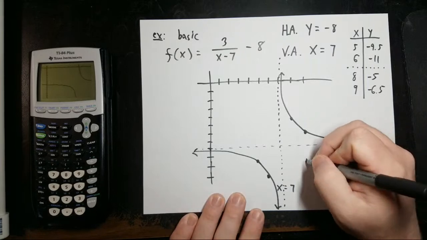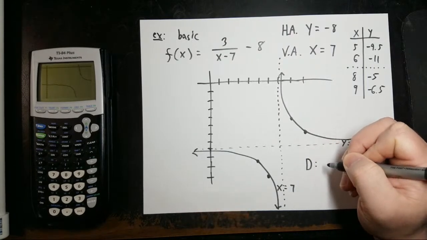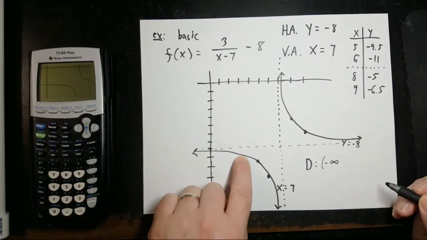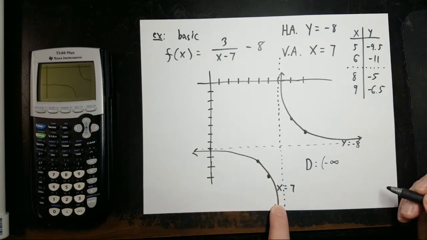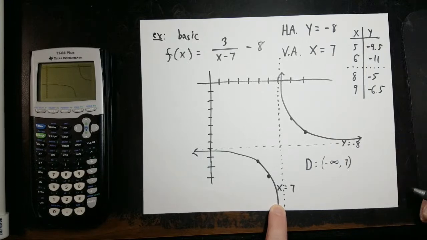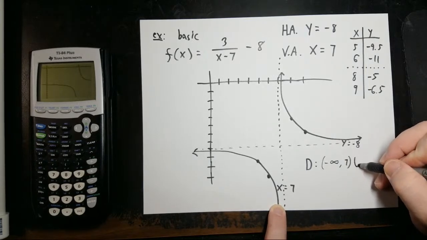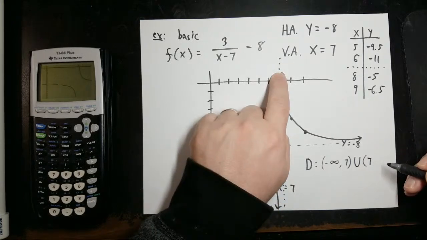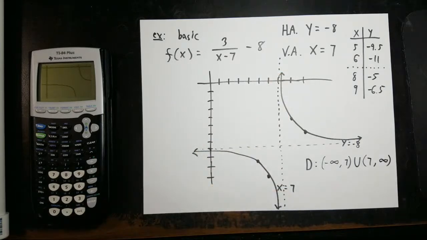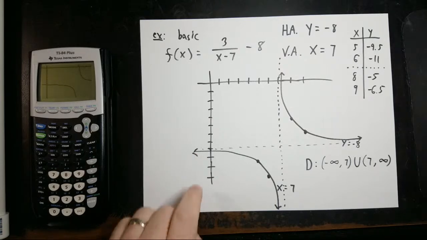If you were going to do a domain, range is a little weird. We're not really going to focus on range for this, but the domain, it goes left forever, all the way up to the vertical asymptote, but it can't touch that vertical asymptote. So I'm going to have to do a curve there, or a parenthesis, unioned with 7 to infinity. I want you to think about this real quick. I want you to think about the absolute insanity that this curve is doing. Watch very carefully.